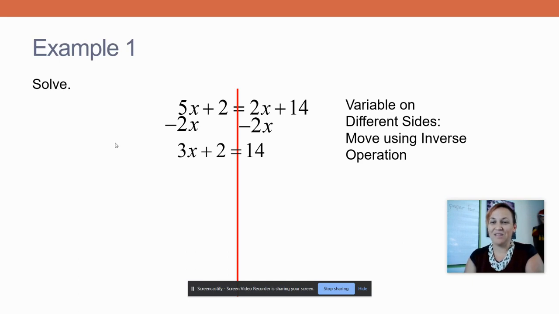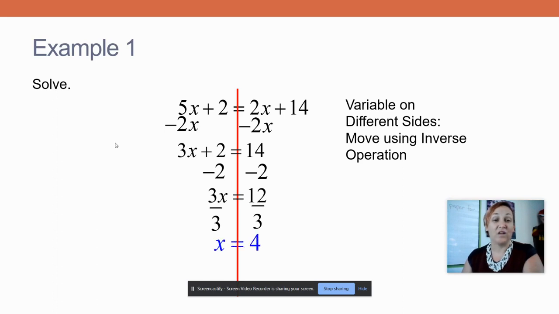From here, we can do what we learned in the first half of chapter 2. So we can subtract the 2 from both sides. And we can finish up the problem by dividing by 3. My final answer should be x equals 4.